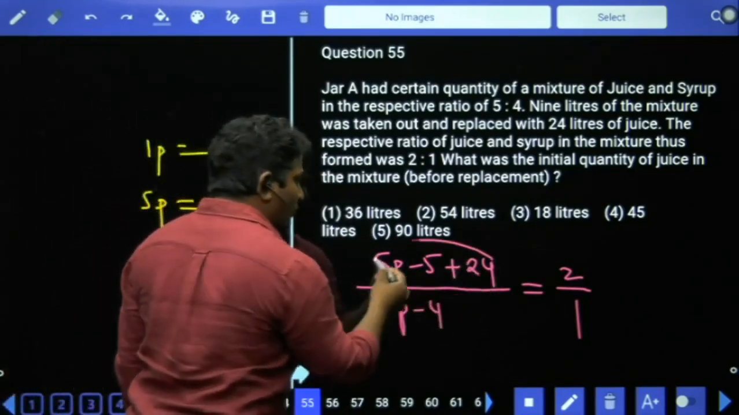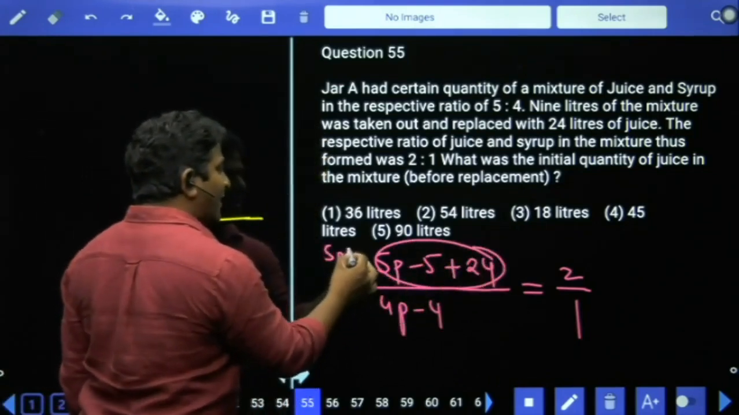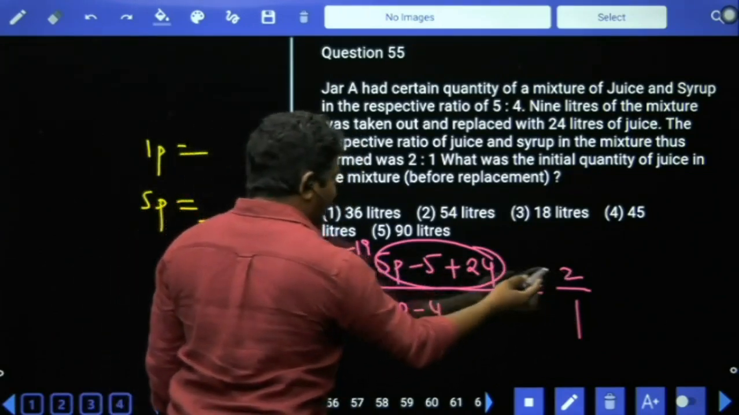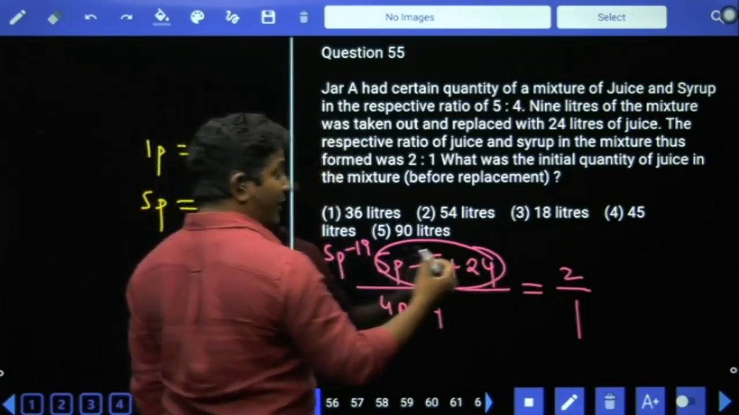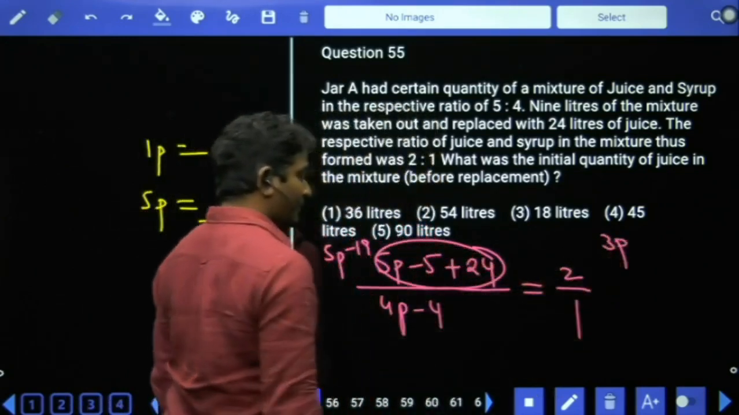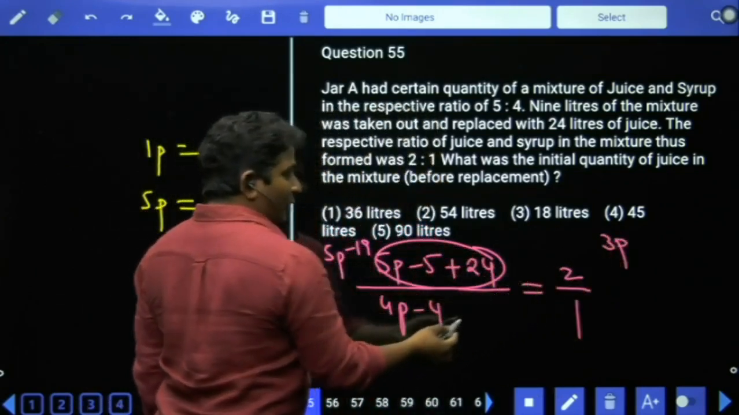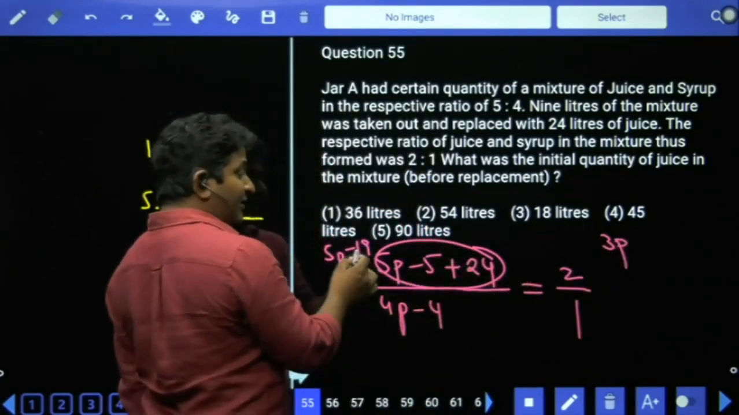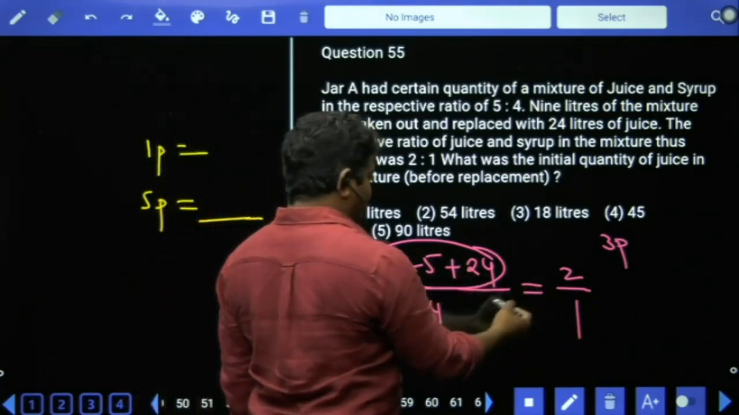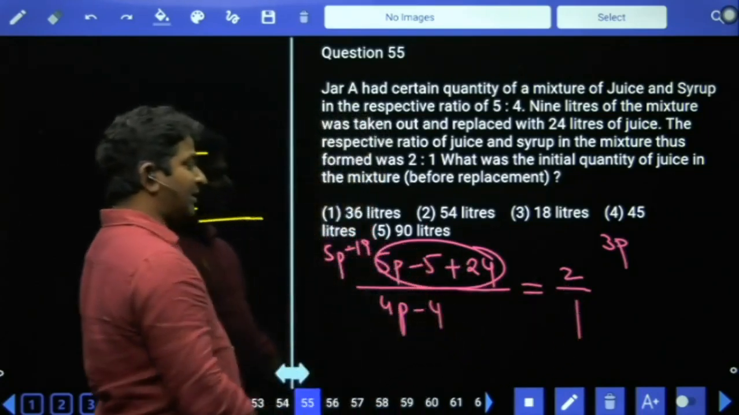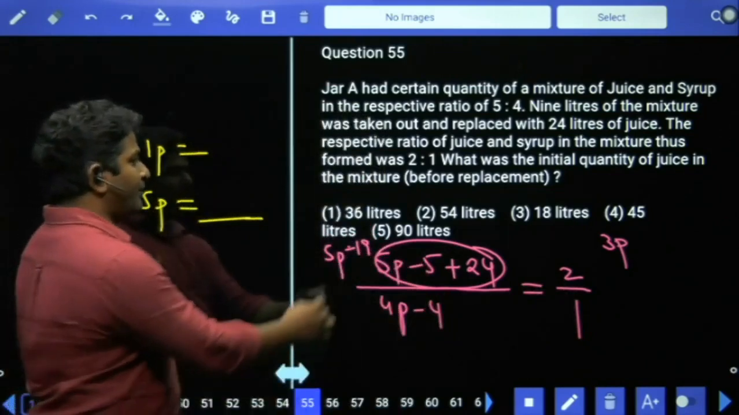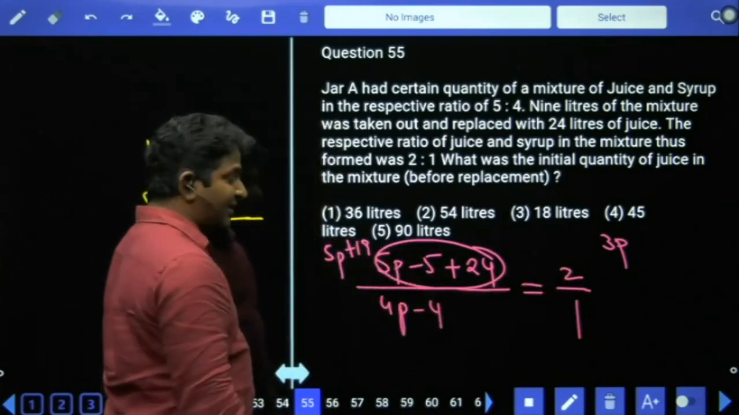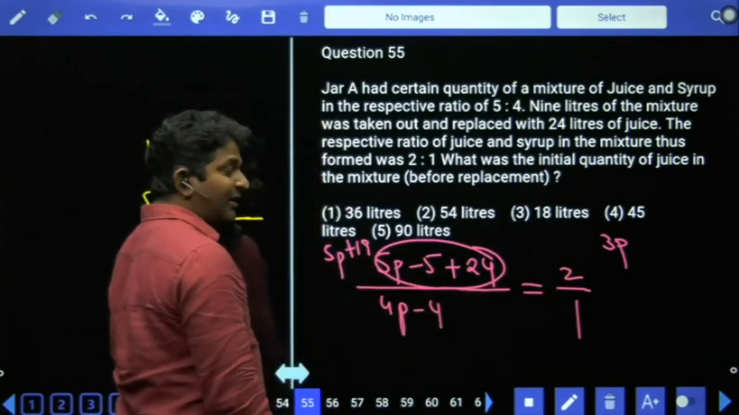So here in the numerator, this is 5 parts minus 19. 4 parts into 2, 8 parts minus 5 parts, that is 3 parts. 24, 2 into 4, 8. Sorry, 19 we have. Minus 19, minus 8 we have. Plus 19, minus 8 goes to the other side, becomes plus 8. 19 plus 8, that is 27.